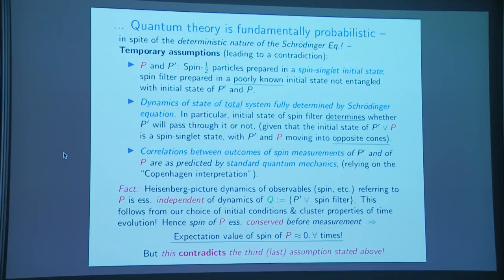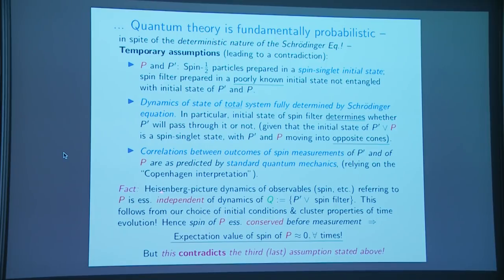I also want to assume that the correlations between the outcomes of a spin measurement of P prime and of a subsequent measurement of the spin of P are as predicted by the standard quantum mechanical assumptions that have been tested in the experiments by Aspect and Zeilinger and so on. So let's assume that these correlations are the way the experimentalists tell us they are.